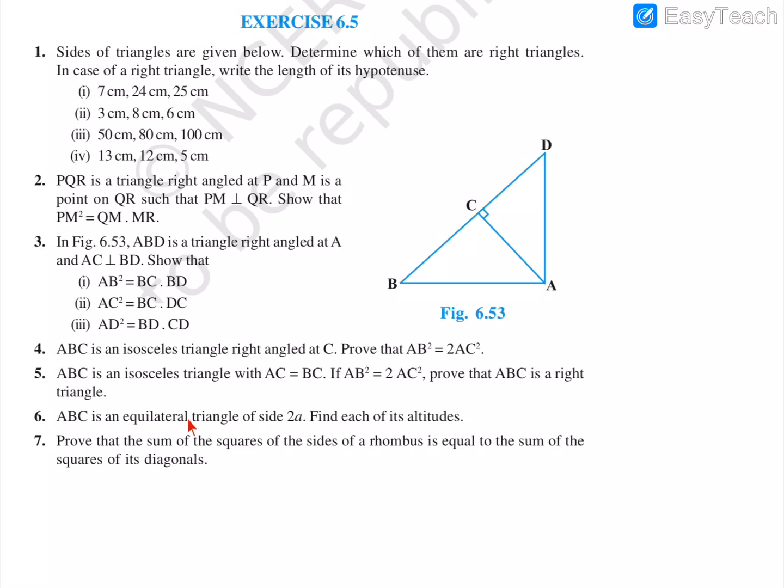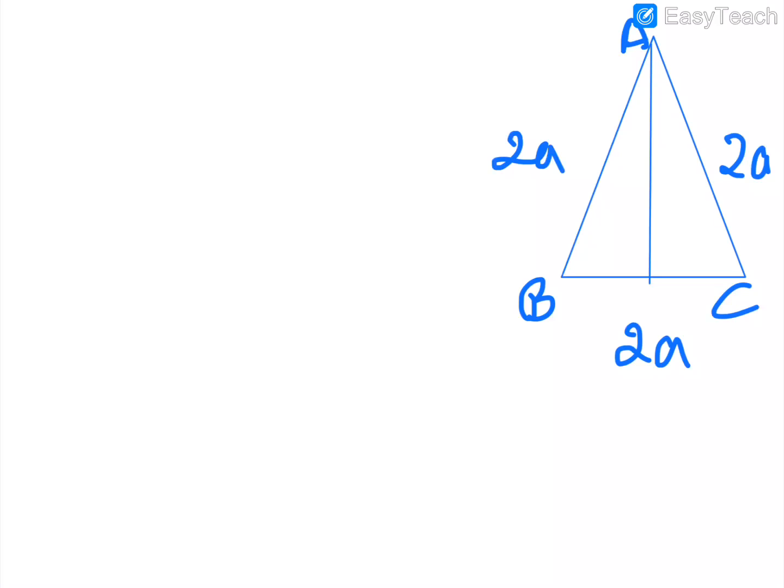Now coming to the sixth question. An equilateral triangle is there, side is 2A. Find each of its altitudes. If you find one altitude, it will be sufficient to find the other altitudes also. Let's find this in a new page. So this is the setup. All the three sides of the equilateral triangle are equal, and we have this line called altitude. We need to find the length of this altitude. In an equilateral triangle, this altitude is a median also, so it cuts the base into two equal parts. So each part is A and A. So we need to find the height, let's call it AD.